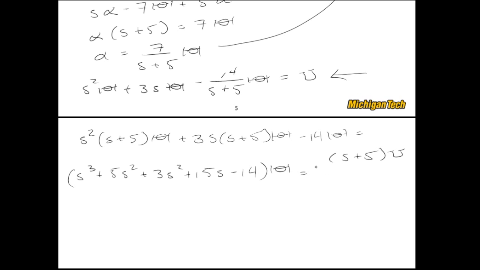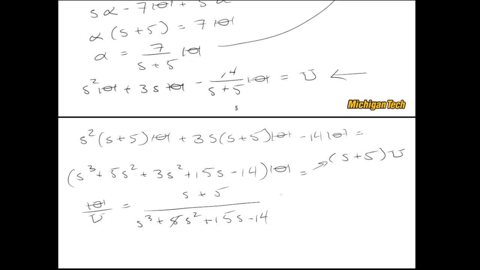And so capital Theta over U is equal to s plus 5 over s cubed plus 5s squared. Oops, 5 plus 3 is actually an 8, plus 15s minus 14. Done. There's my transfer function.